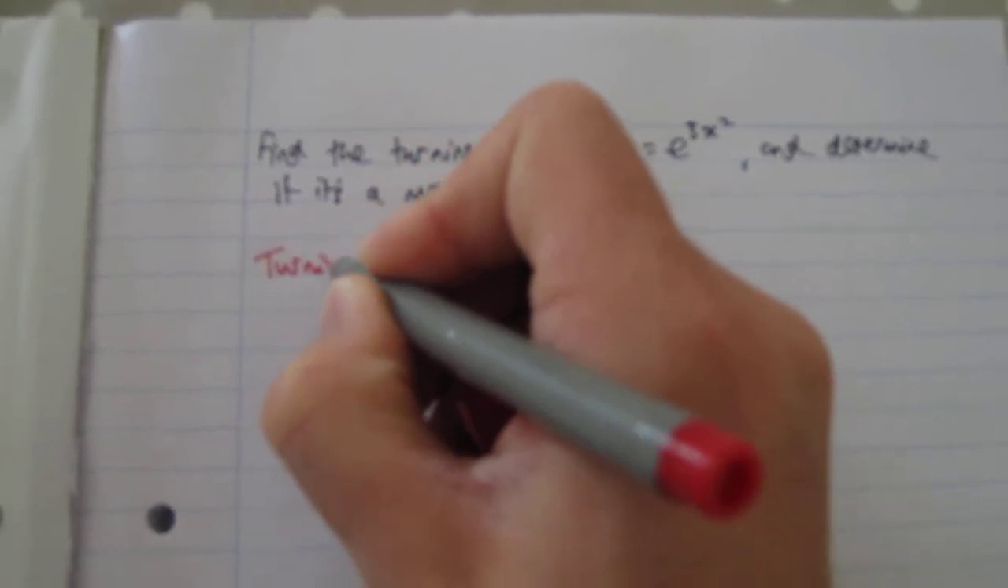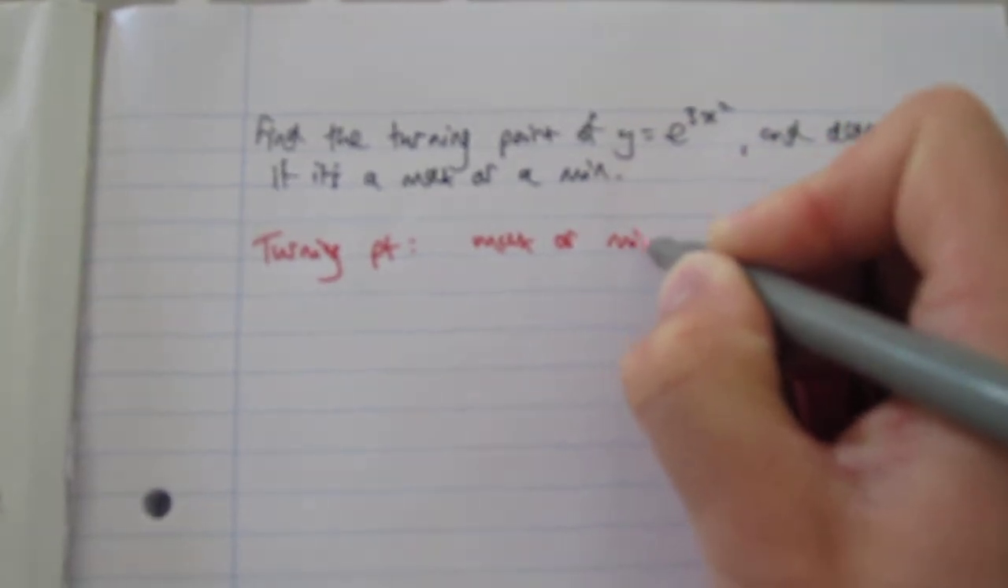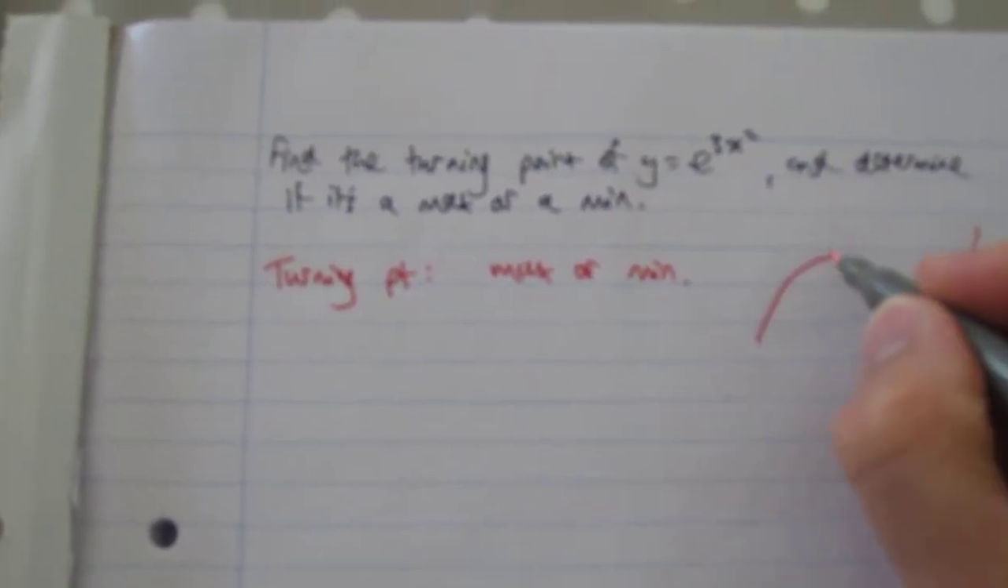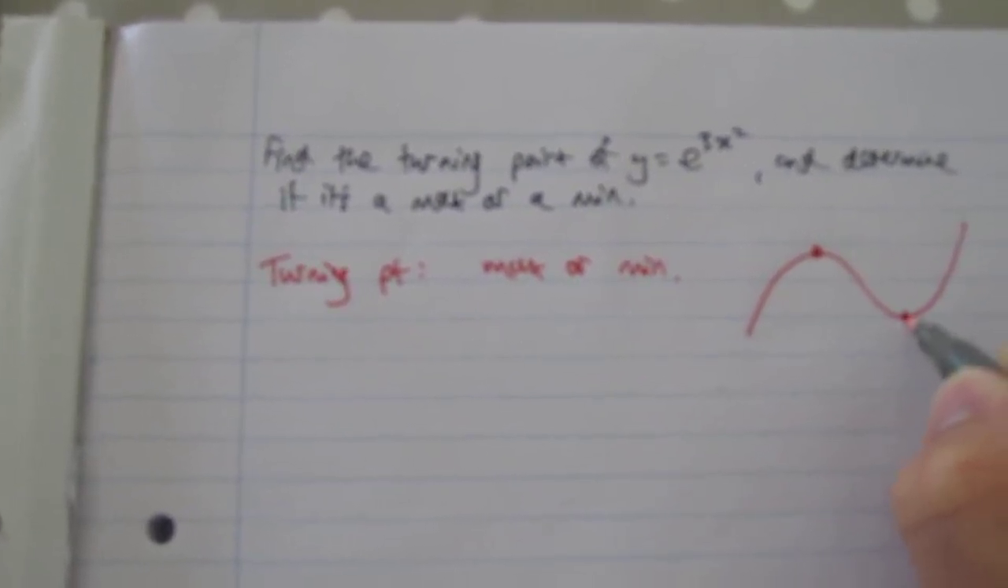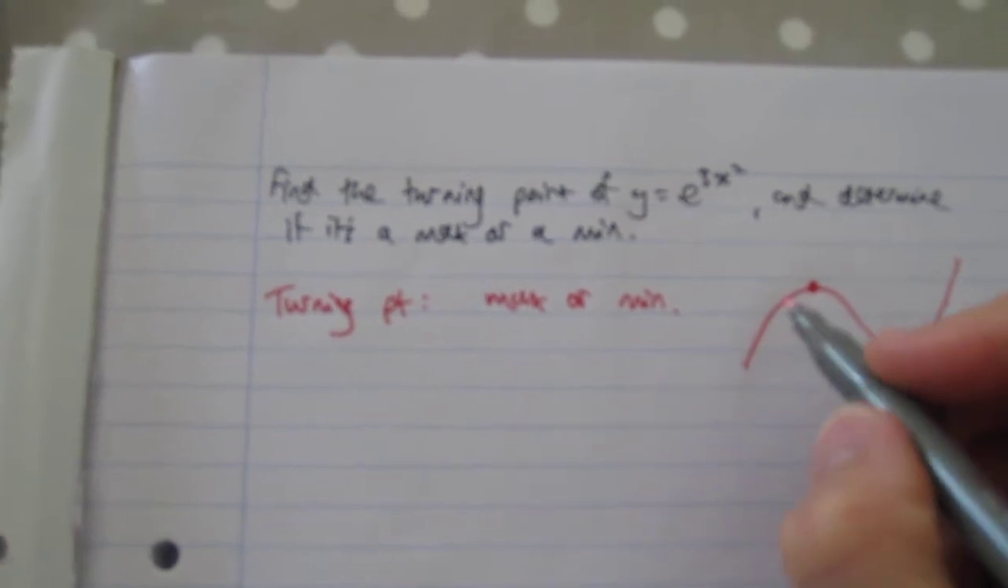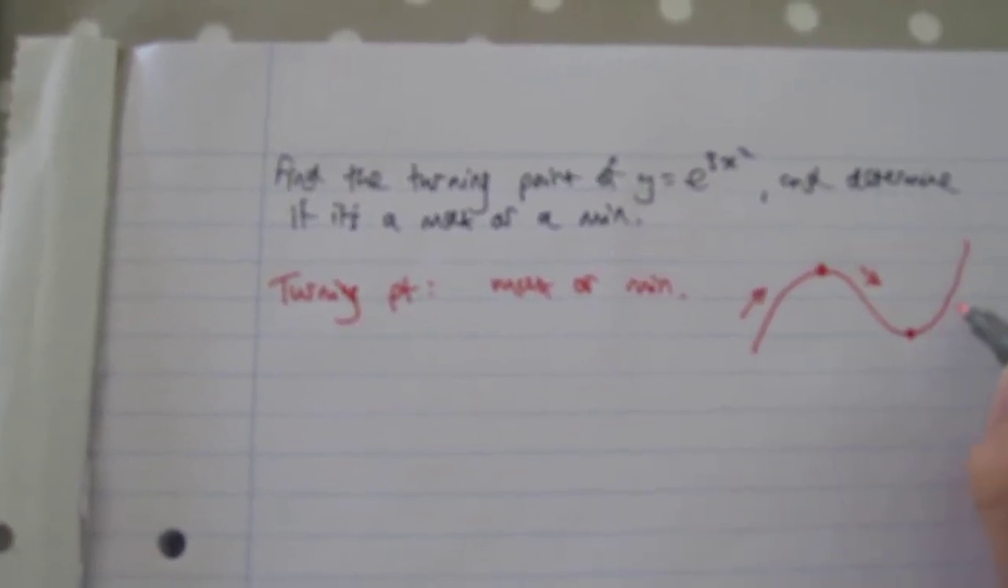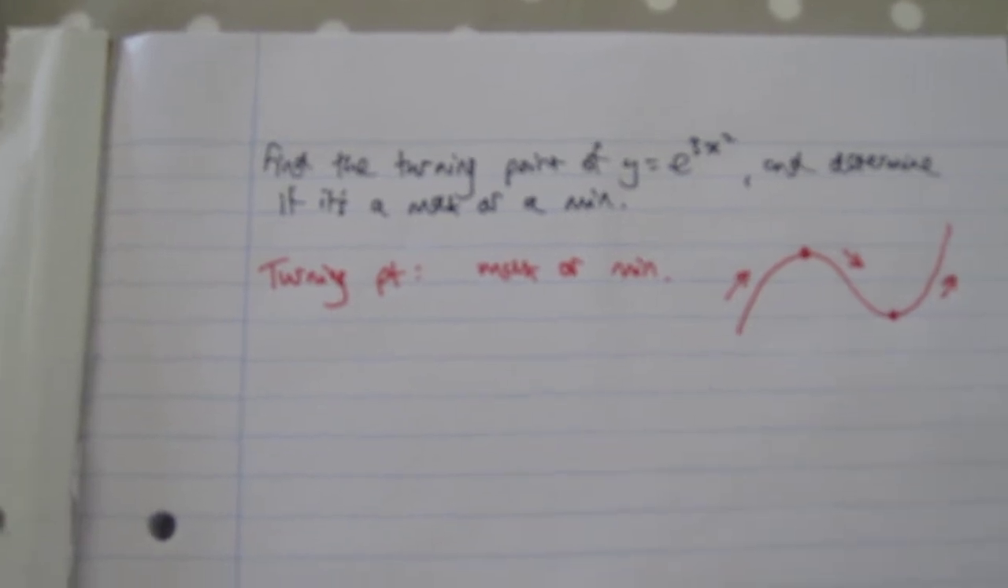So a turning point is a max or a minimum point. If you take a graph like that, there's a turning point here, and there's a turning point here. The turning point is when it changes from going up to going down, or when it changes from coming down to going back up, when it turns.